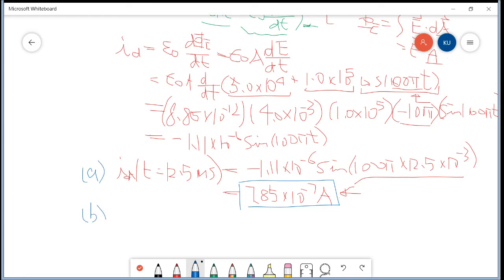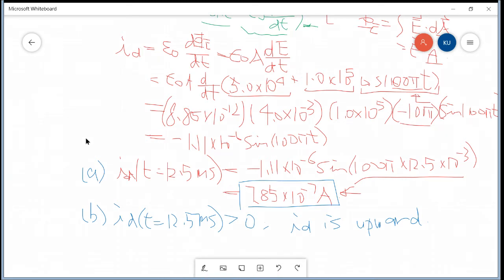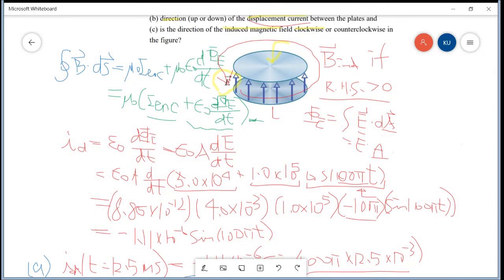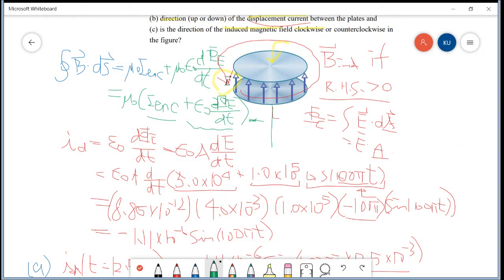For part B, as I D at t equals 12.5 millisecond is positive, I D is upward, which means that it looks like there is some current I D going into the plate, something like this.